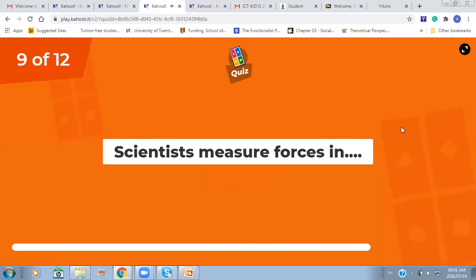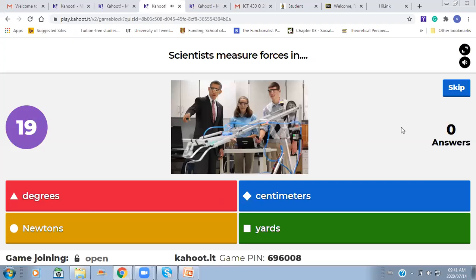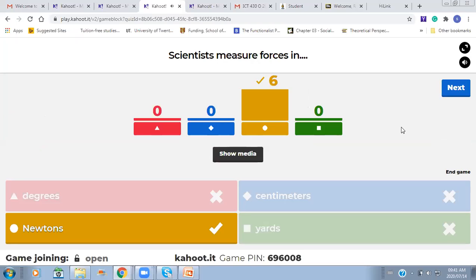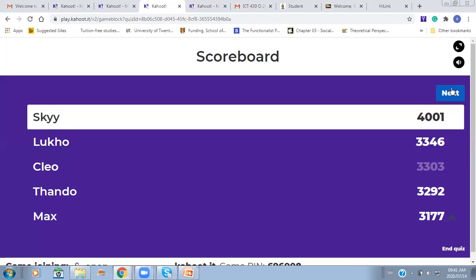Scientists measure forces in what? I expect all of you to get this right. Yes, perfect. All of you got this one right. But let's see those who got it first. Max got it first, followed by the rest. Sky is still on the board.